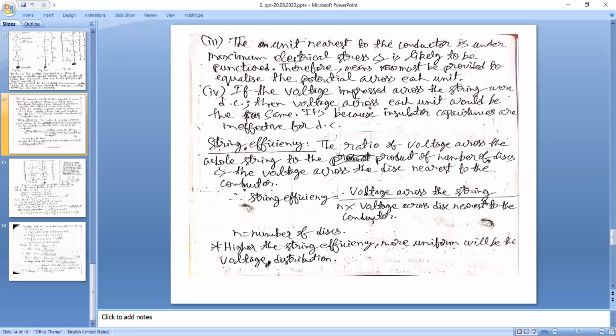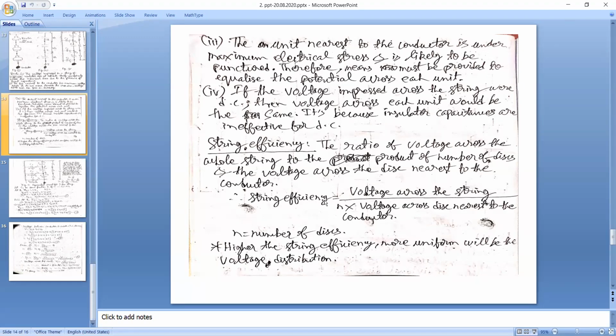Then एक formula आता है, उसको बोला था string efficiency. इसको देख लो, the ratio of voltage across the whole string. So the ratio of the voltage across the whole string to the product of the number of disks and the voltage across the disk nearest to the conductor is known as string efficiency. Very, very common and a very, very important formula, I would say, string efficiency. इसको ऊपर depend करके बहुत सारे numericals है that we have to see.